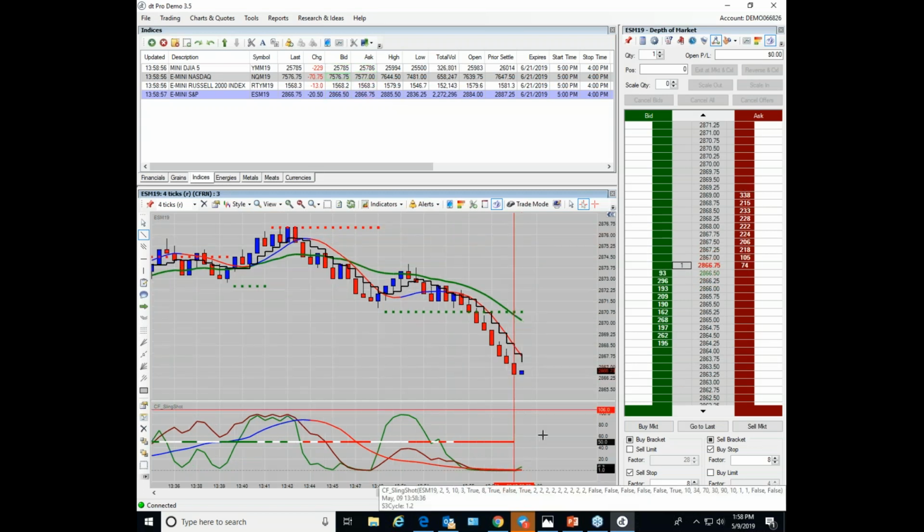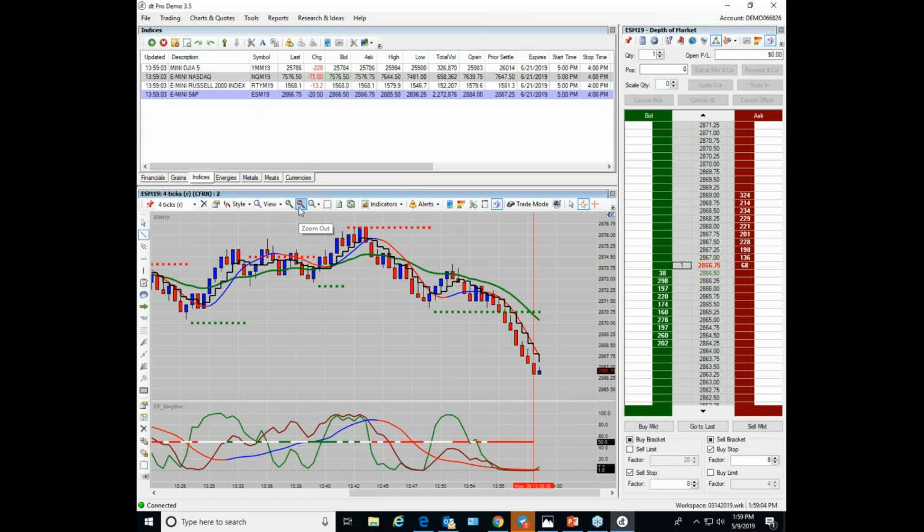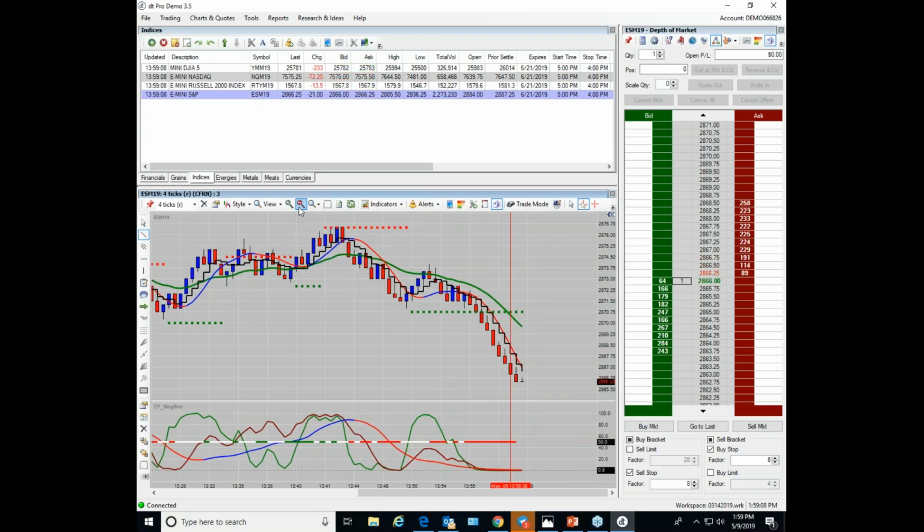So we're waiting for that green line to pull away. And when it does, the market's going to come back up, okay? It's going to give us an opportunity here, okay? You just have to wait, kind of like a sniper waiting, okay?